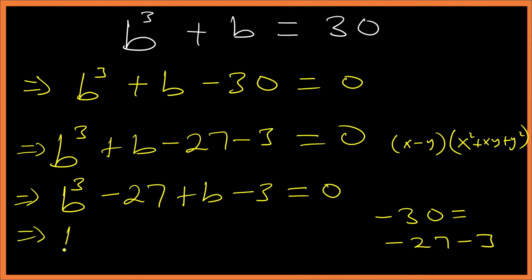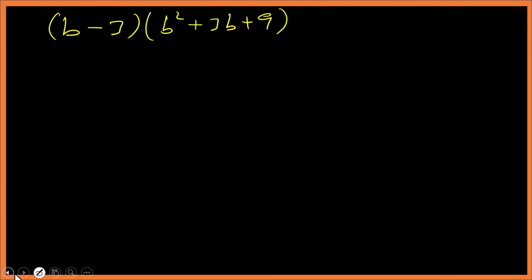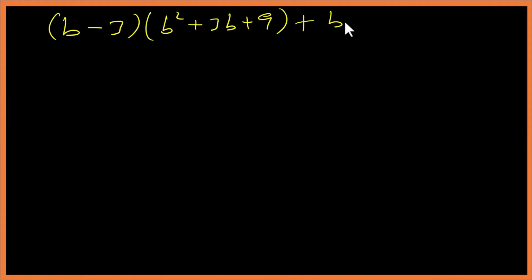So remember, this side is the same as b cube minus 3 to the power 3, plus b minus 3. So we now express our difference of cubes here, b cube minus 3 cube. So we have b minus 3, times b squared plus 3b plus 3 squared, 9, plus b minus 3 equal to 0.